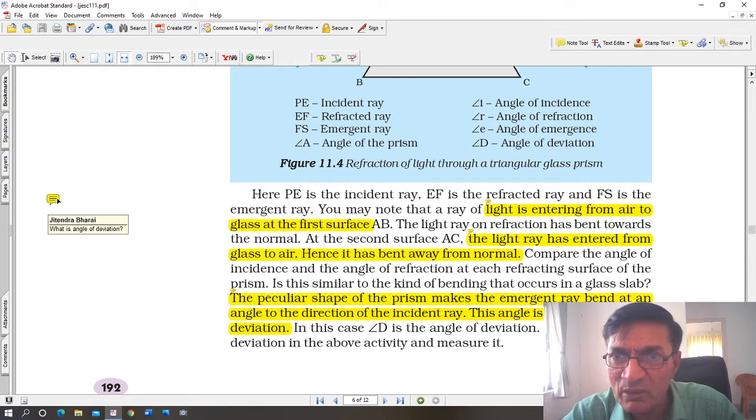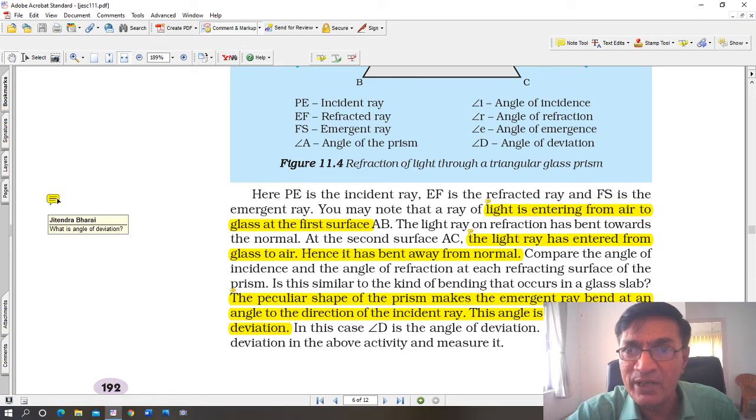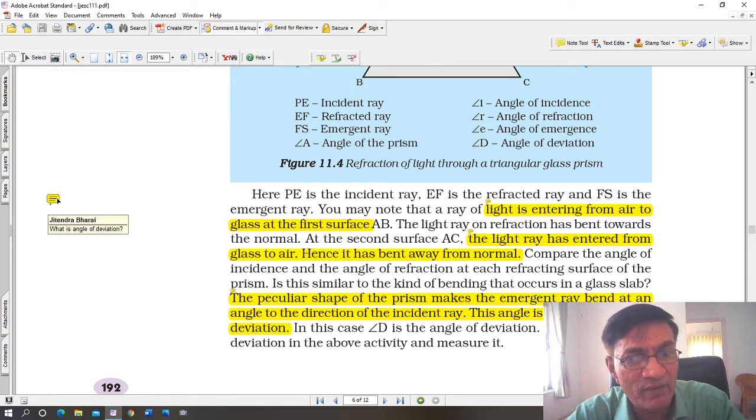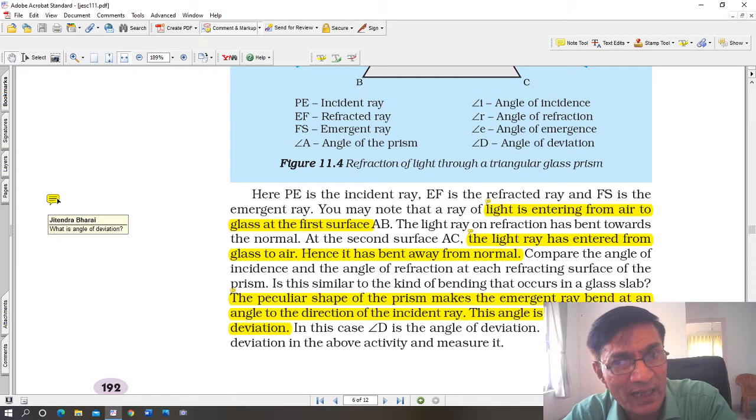Read every single word. This is not a novel. This is not a storybook. It's a book which you need to study carefully. There is a difference between studying and reading for pleasure. You are studying here, not reading for pleasure. So there is a question out there. What is the angle of deviation? The answer is highlighted out here.